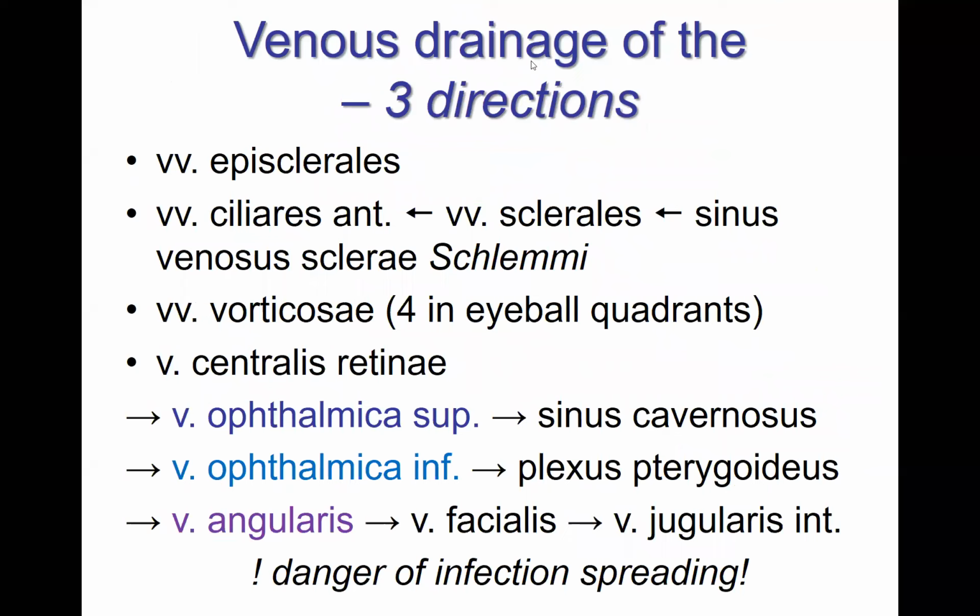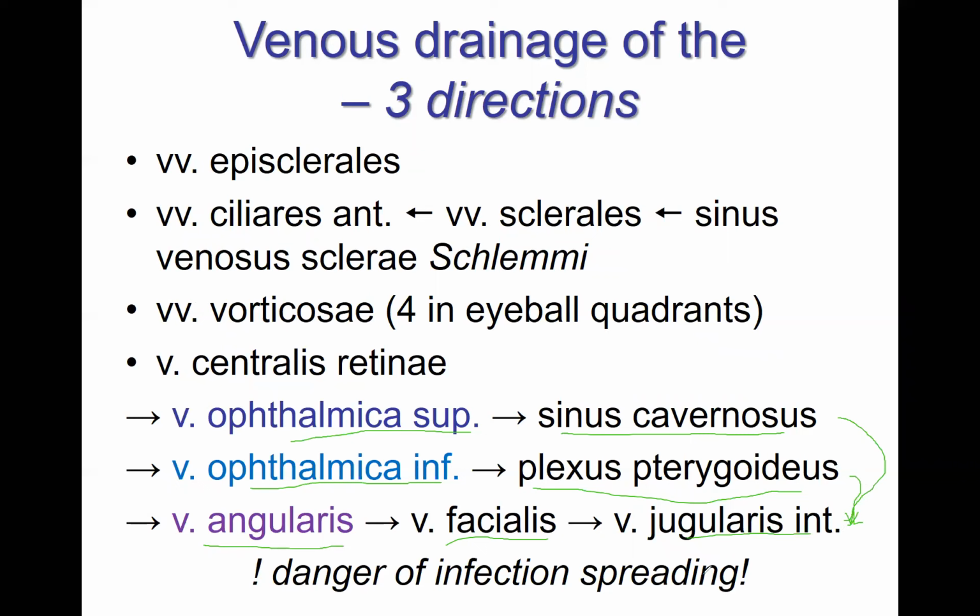And then the drainage goes into 3 directions. Either, and it's in less extent outside, so into angular vein and facial vein and internal jugular vein finally, or inside the skull. Superior ophthalmic vein through superior ophthalmic fissure to cavernous sinus, and internal jugular vein, of course, and via inferior ophthalmic vein through inferior ophthalmic fissure into infratemporal fossa to pterygoid plexus and internal jugular vein.